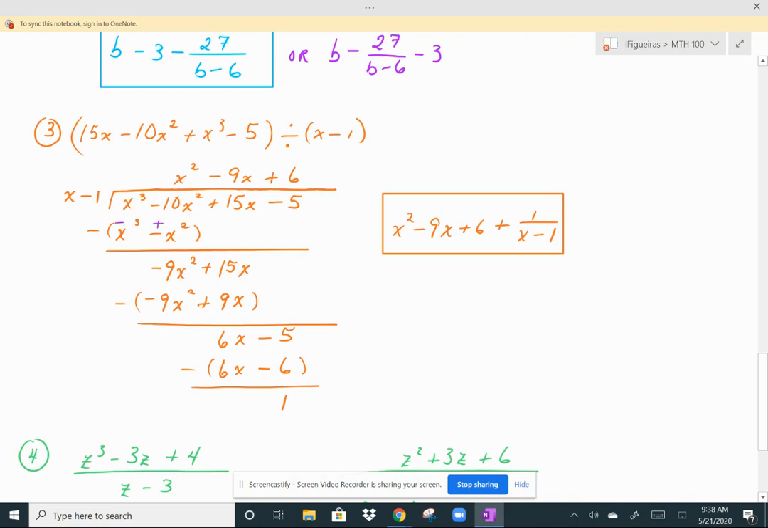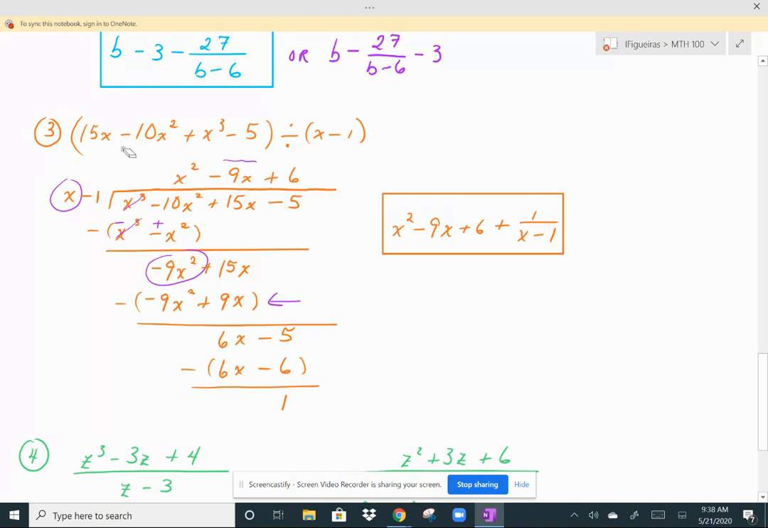So the x cubes cancel, and you get negative 10x squared plus 1x squared, which gives me negative 9x squared, and then you bring down the 15x. Then you repeat the process. Take the first term here, the first term here. Negative 9x squared divided by x gives me negative 9x, which is what you see here. Then multiply the negative 9x across this divisor, which gives me what you see here, negative 9x squared plus 9x.